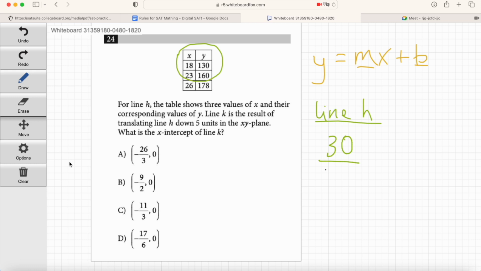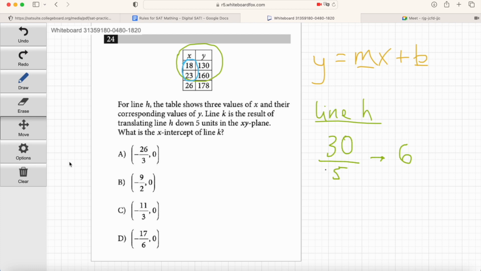Now look at the x values here for those 2 points. We got 18 and 23. How much are we going over from 18 to 23? 5 units. We know our slope. It's 30 divided by 5, which is what? 6. Yeah, 30 divided by 5 is 6.